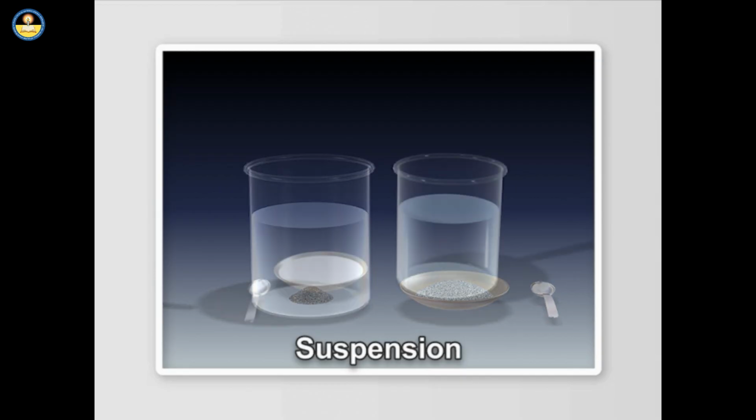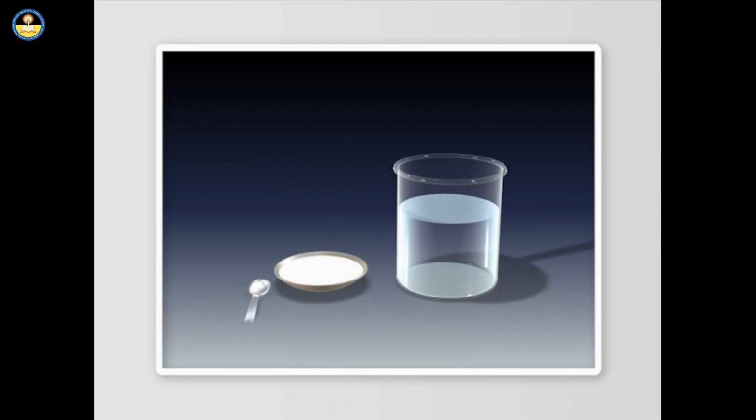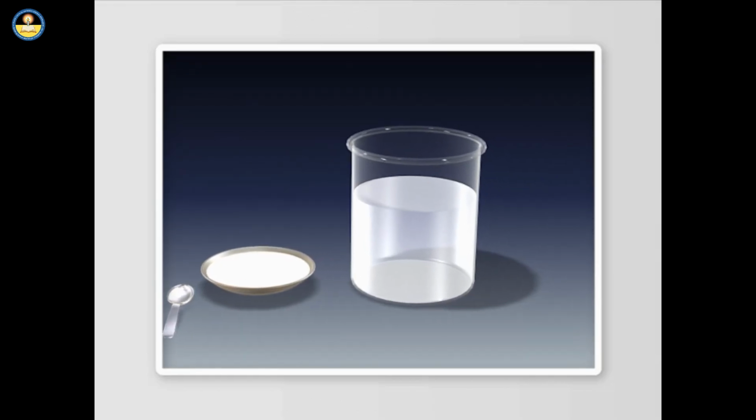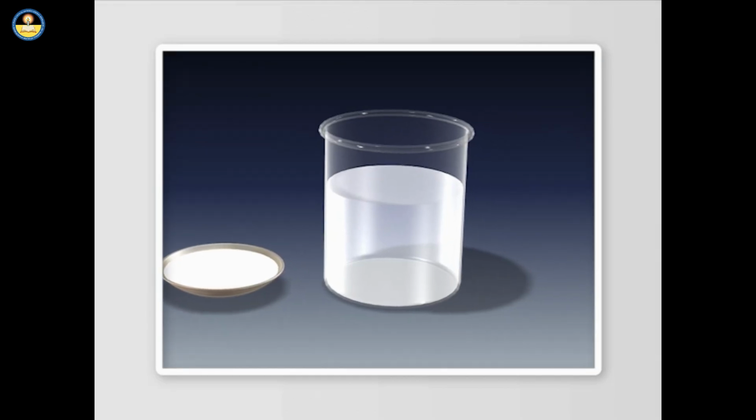Let us now perform one more activity. Activity 3. We take a spoon of milk in a beaker containing water and stir thoroughly with a glass rod. We find a turbid white solution of milk in water. In this case, individual milk particles cannot be seen. It means that particles of milk are too small to be seen with our eyes.